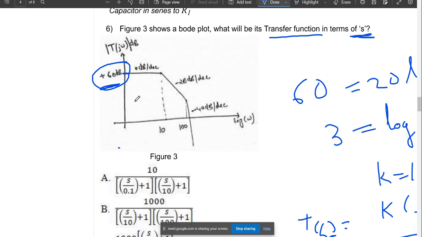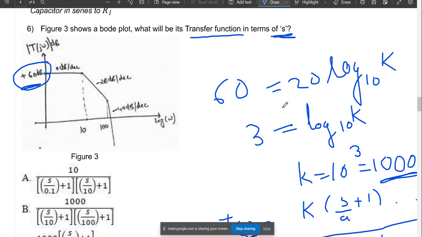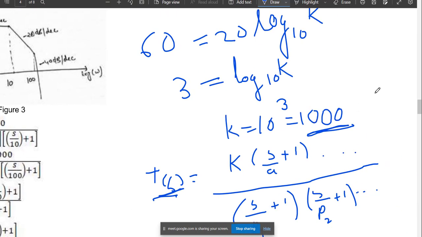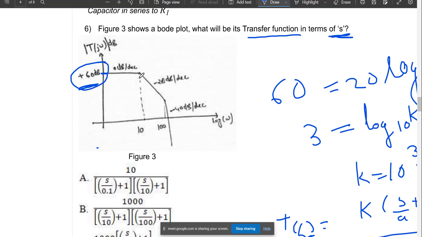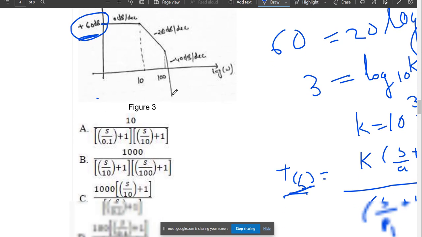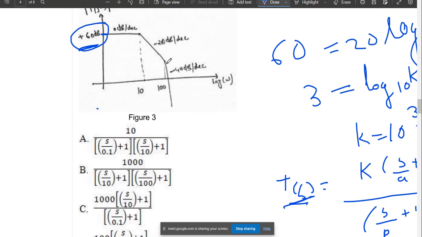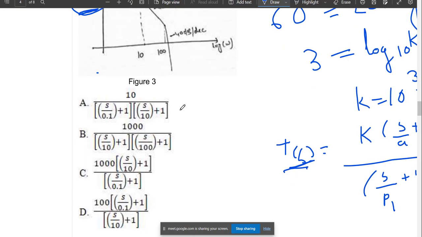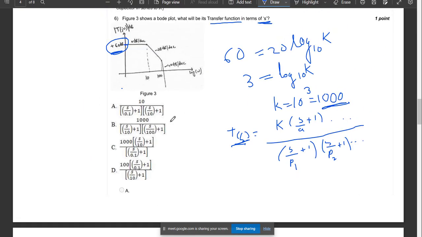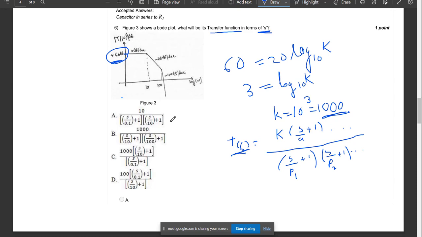So let's try to solve this question. First is plus 60 dB. So 60 dB into K, we got 1000, right? Then here at 10 we got a pole, right? So at 10, that is S by 10. A pole is added there, and again at 100 another pole is added. So now will you be able to solve this question? Solve it now. I'm giving you 2 minutes. Everyone solve.